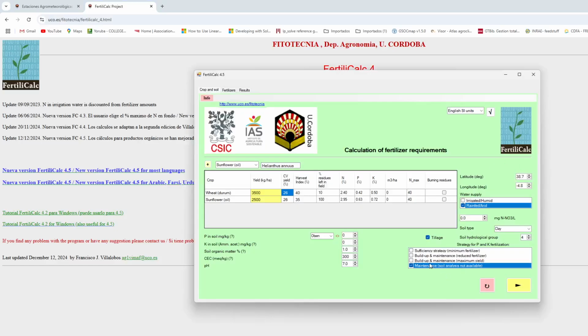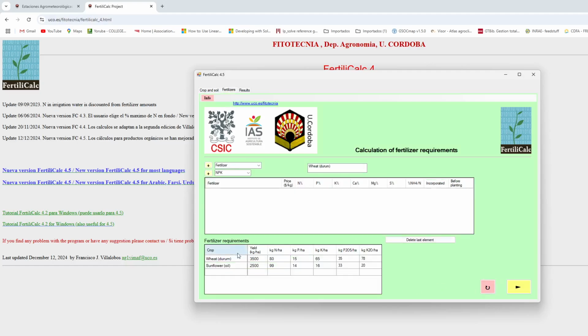Once we have introduced all the data, we click on proceed, and then the program will show us here below the values for wheat and sunflower of the requirements of nitrogen, phosphorus and potassium. Phosphorus and potassium are also expressed as P2O5 or K2O that are frequently used.